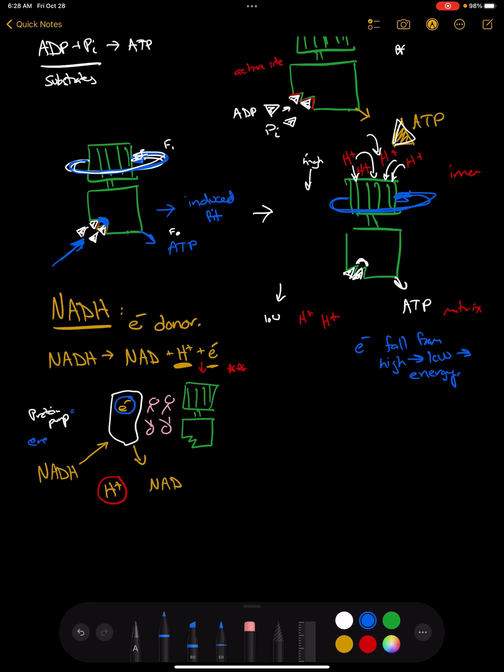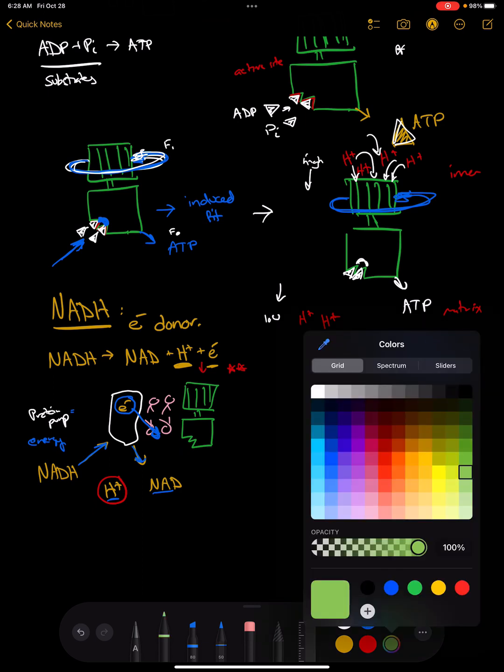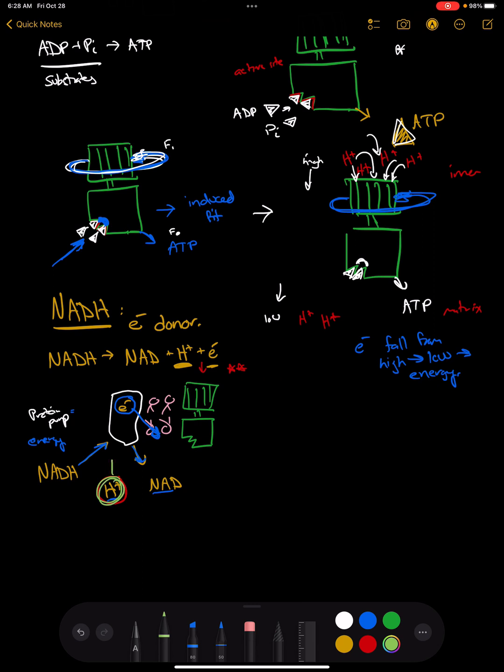They need energy. So when this NADH comes up and breaks apart into NAD and protons and electrons, those electrons stay here in the protein pump. And what they do is they fall. And when they fall, that gives me energy. And that energy is needed to pull this proton up to the other side. So now I can start putting protons up here. And when I have protons up here, then they go through my ATP synthase.